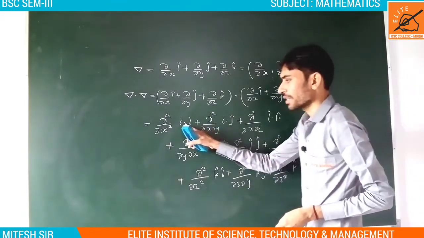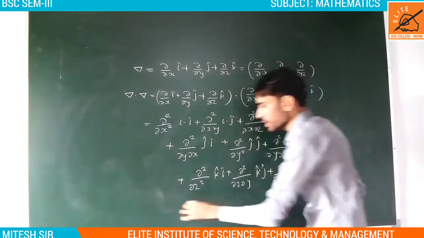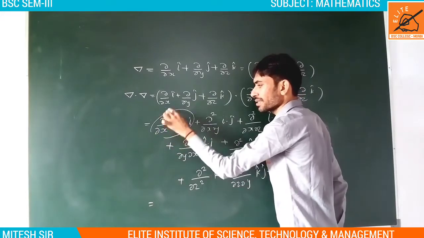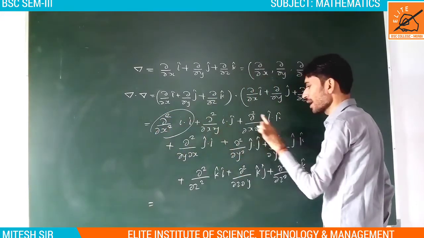As you know, i dot i becomes 1, i dot j is 0. So here finally, which terms will remain, friends? These terms: del square upon del x square, i dot i becomes 1. This term is 0, i dot j is 0, i dot k is 0.